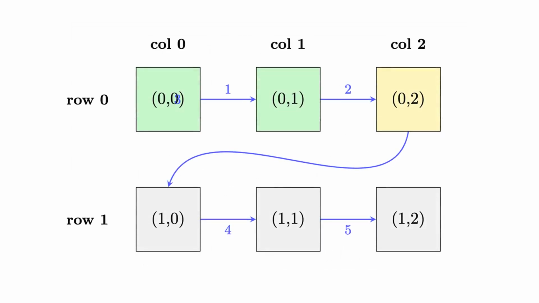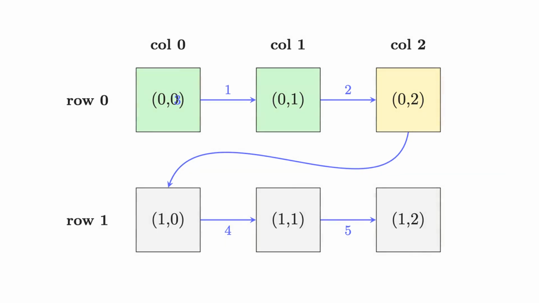Now let me share the ultimate mental model. Think of nested loops as filling a grid. The outer loop moves down the rows and the inner loop fills across the columns. It's like reading a book, left to right, then down to the next line.